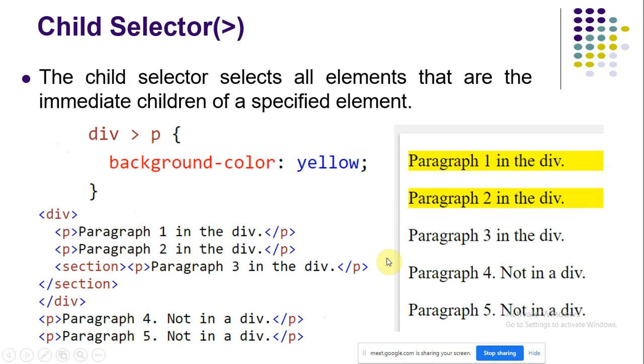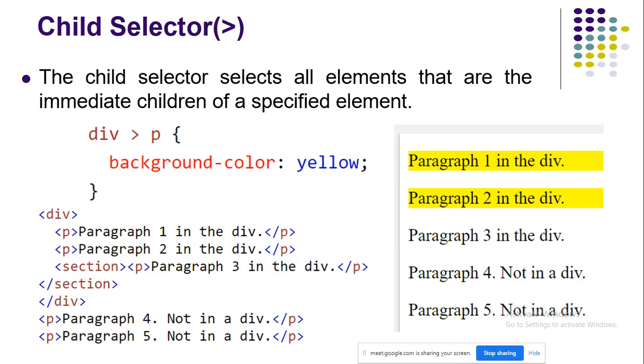In the same way, we have a child selector, the greater than symbol. The greater than symbol selects the children of a particular element. The child selector selects all the elements that are immediate children of a specified element. So if you want to select all the paragraphs that are immediate children of a div element, I can use the greater than symbol, div greater than p. So the yellow background color will be applied to paragraph 1 and paragraph 2. Only paragraph 1 and paragraph 2 will be applied. What about paragraph 3? In paragraph 3, it won't be applied.